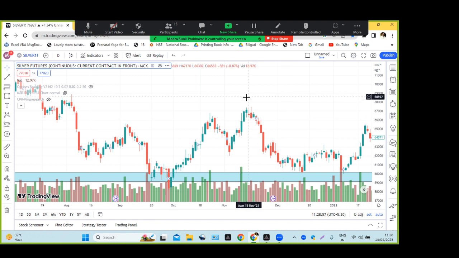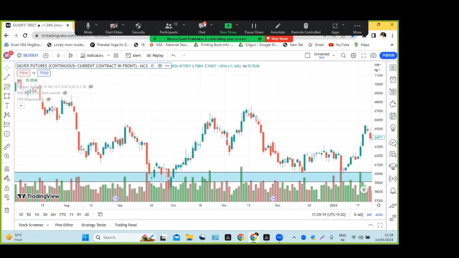No, this is not a shooting star. Now let's understand what a shooting star is all about. A shooting star must have 75% as a wick of the entire candle. There should be only 25% body, or the less the better.